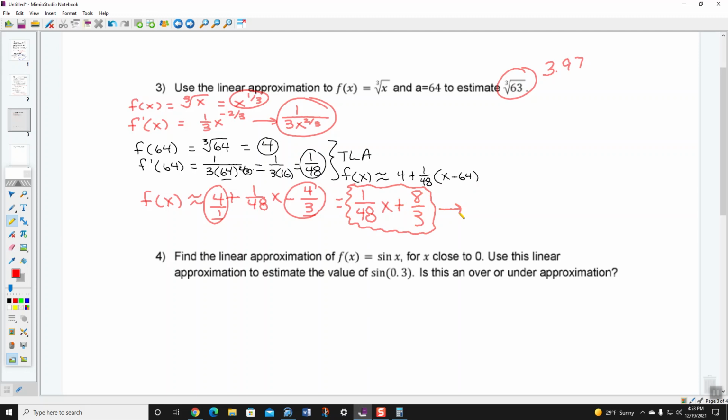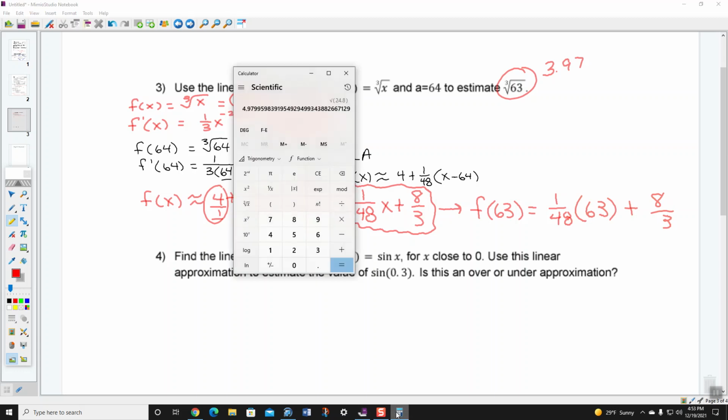Well, no problem. We're trying to say, all right, we've got that tangent line approximation. Let's throw 63 in for x and see what the heck comes out. So this becomes 1 over 48 times 63 minus 8 over 3. Or I'm sorry, plus 8 over 3. All right, so let's see what we get here. If I go calculator here, the 1/48 of 63, that's like 63 divided by 48.